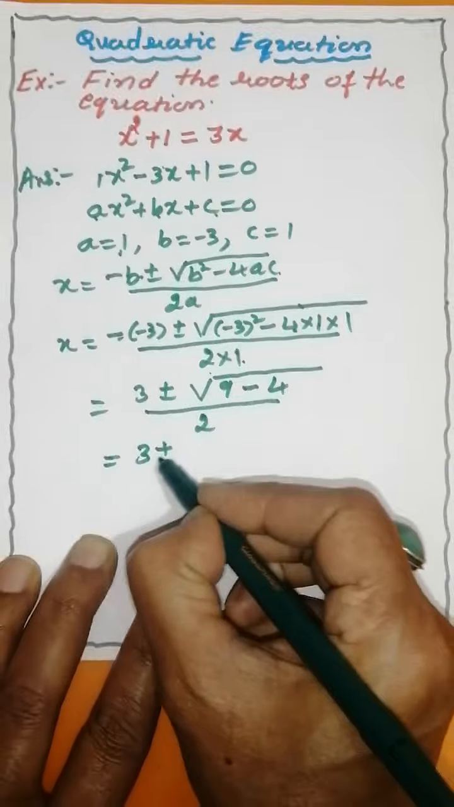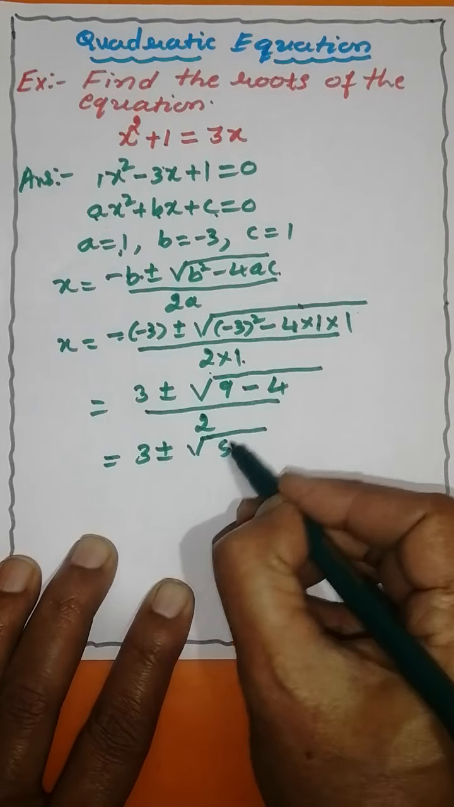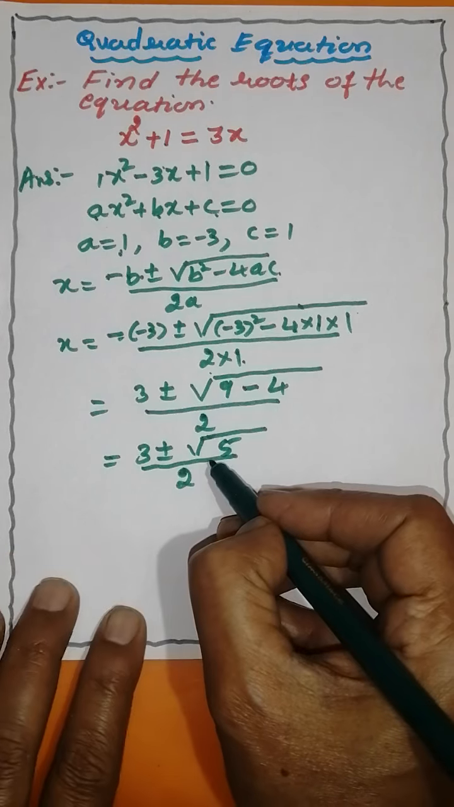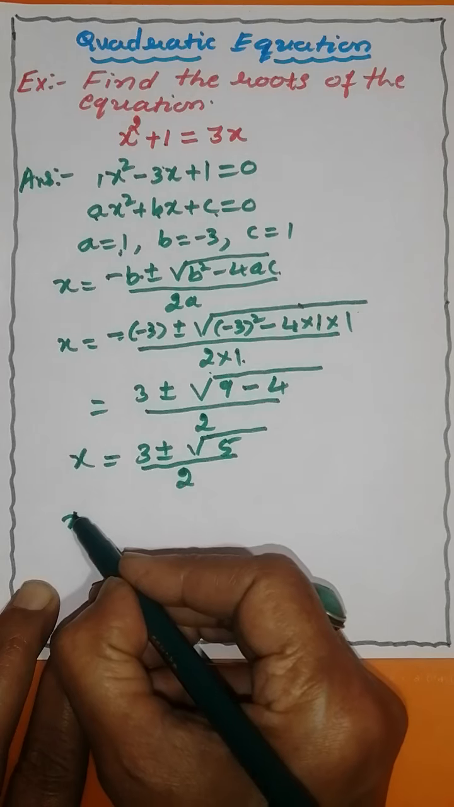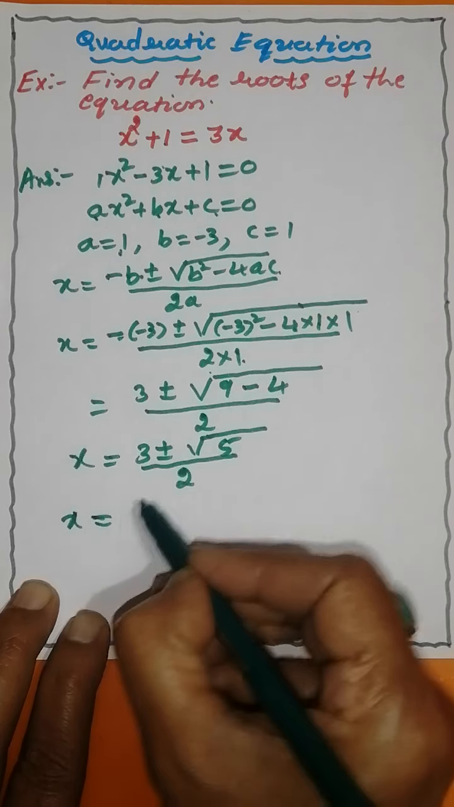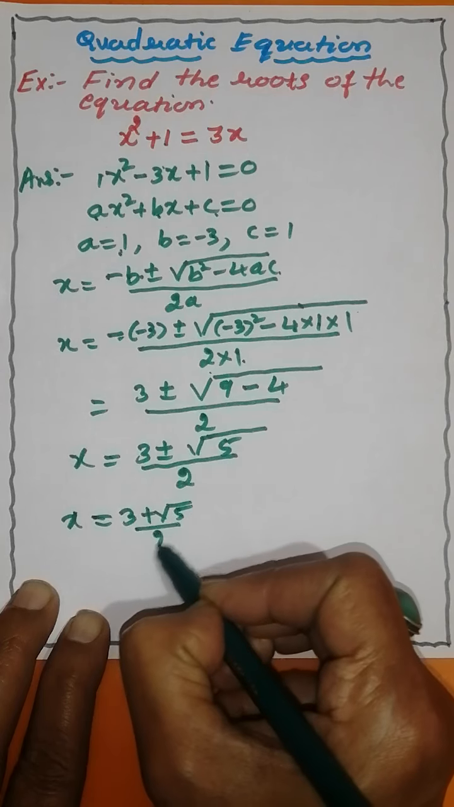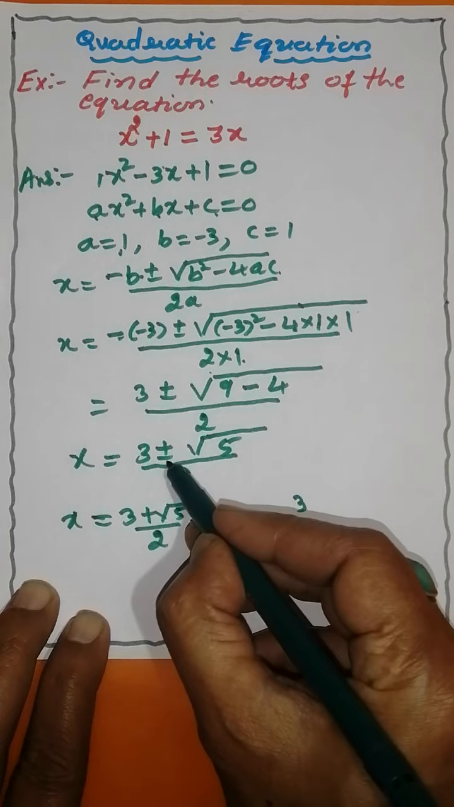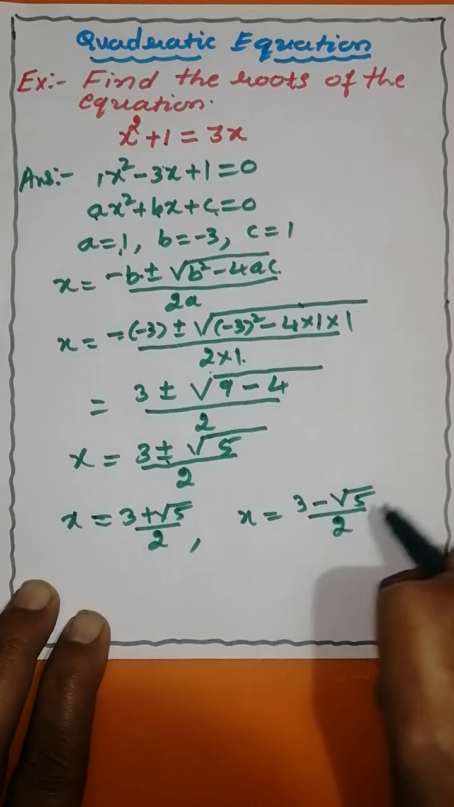Now 3 ± √5, since 9 minus 4 is 5, divided by 2. Therefore the roots are (3 + √5)/2, one root, and (3 − √5)/2 is the other root.